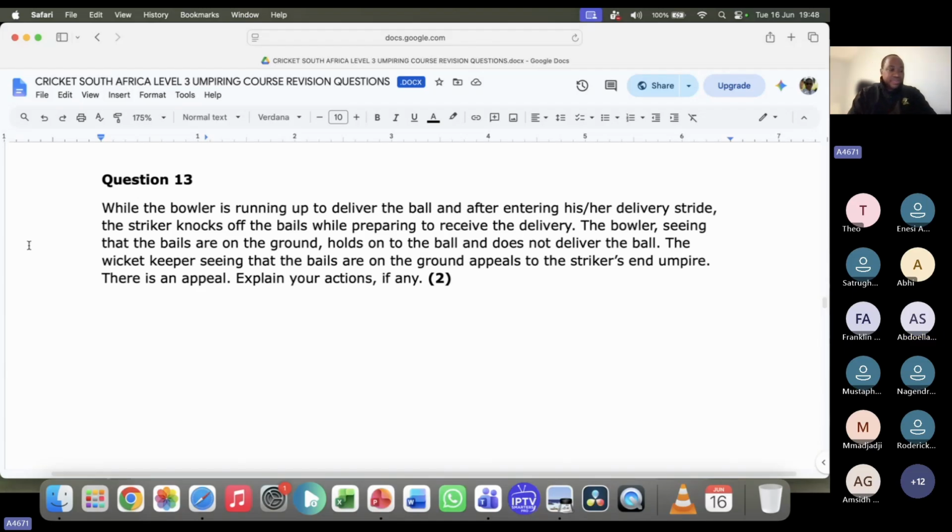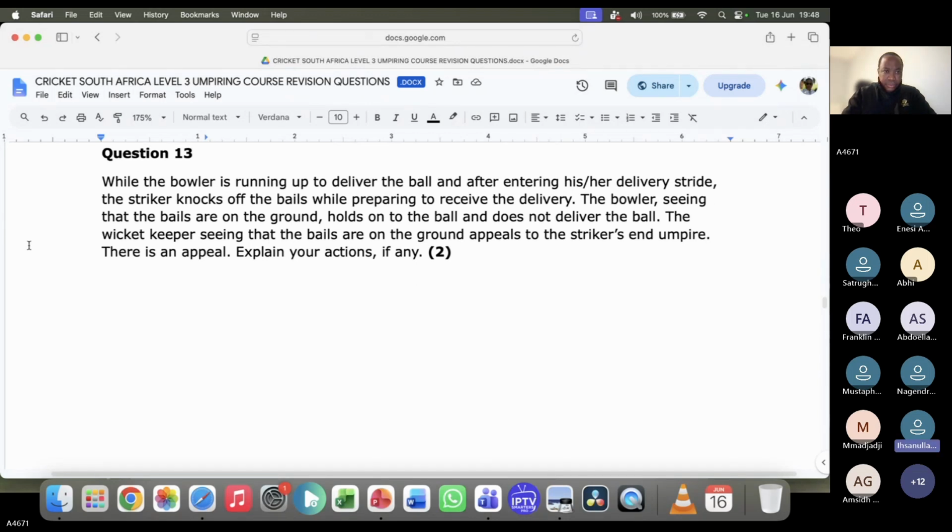Abdullah, new hands? The first new hand, Thomas Isanullah. Can you unmute your microphone and give us the answer, please? Hi everyone, hi to Tom and Abdullah. The umpire must call and signal dead ball, not out, because when the striker breaks the stump but the bowler didn't deliver the ball, the striker will be not out, hit wicket.